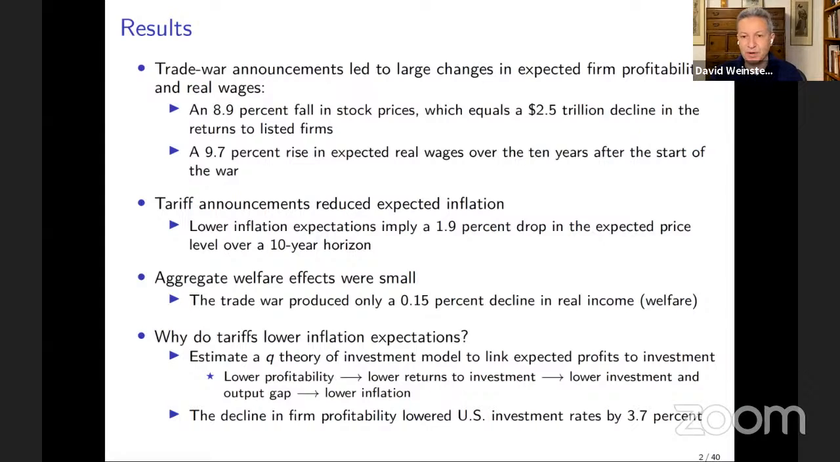And since investment is part of GDP, a lower output gap, which in a model with a Phillips curve is going to lead to lower inflation. And so one of the other findings in the paper is that the decline in firm profitability probably lowered, we estimate lowered, US investment rates by close to 4%.